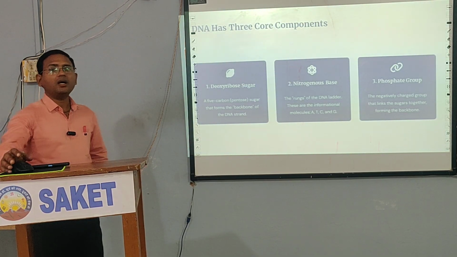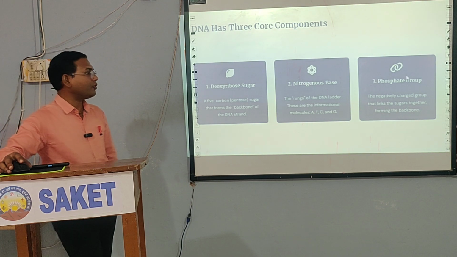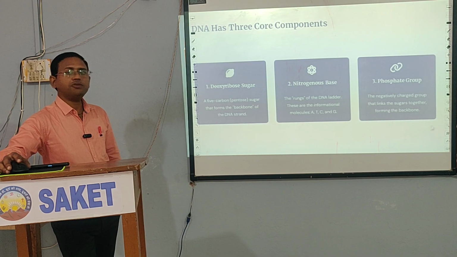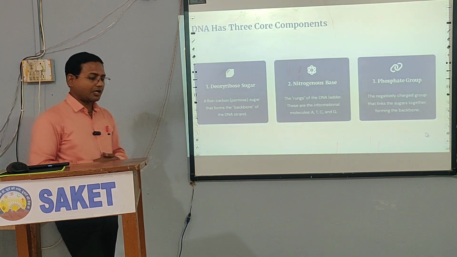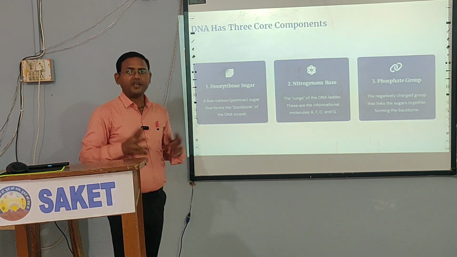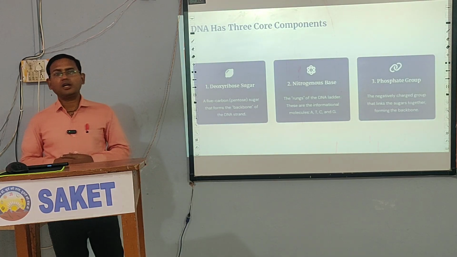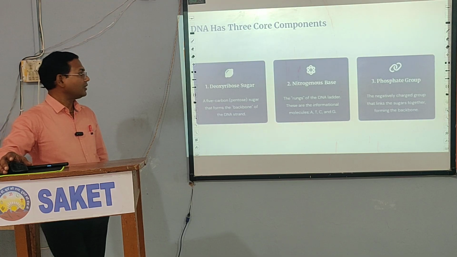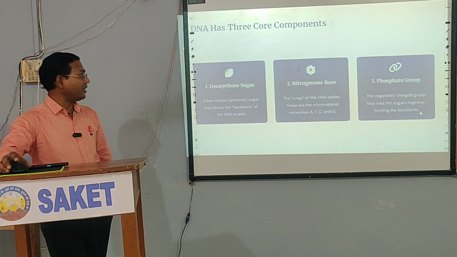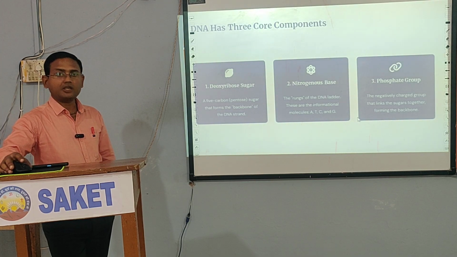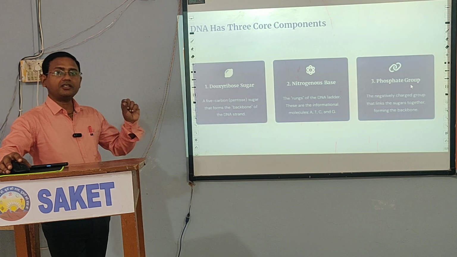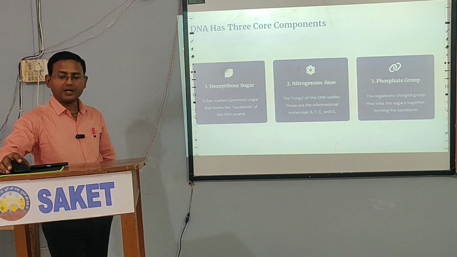The third group is the acidic group, that is the phosphate group. It comes from phosphoric acid and gives the negative charge to the DNA molecule. The DNA molecule carries a net negative charge, and it comes from the phosphate group. We know phosphate has 3 negative charges, and it connects the nucleotides. We will see what the nucleotides are in upcoming slides, and this phosphate is the linking agent between the different nucleotides.